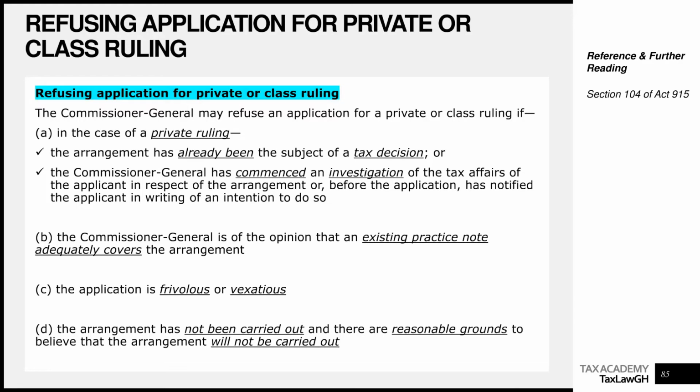Or if he has commenced an investigation into your affairs in respect of that transaction, or before the application, he has notified you that he has intentions to what? Investigate your business. You can't go for a private ruling. Some people do this as a way to outsmart him. So they hear GI wants to investigate a particular part of their business to impose taxes. Then they go back and ask, okay, I want a private ruling. No. He's saying that once he has begun to investigate you for a particular area, you can't now come and ask for a private ruling. It's too late. Or once he has notified you of his intention to come and investigate or conduct an audit on a particular area, you can't now go and ask for a private or a class ruling.